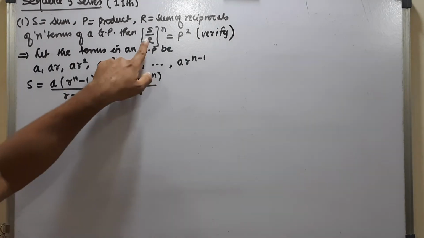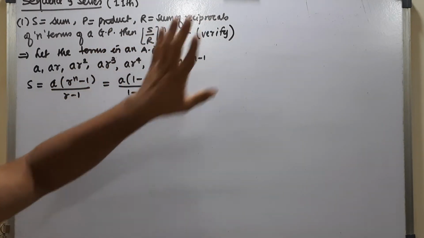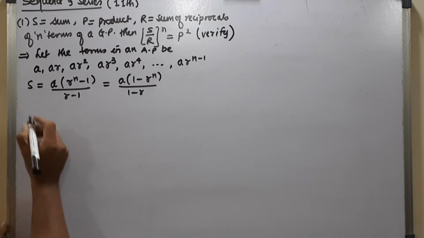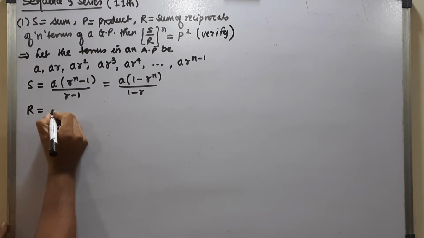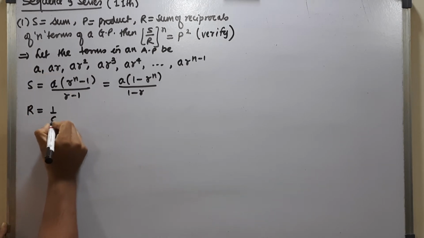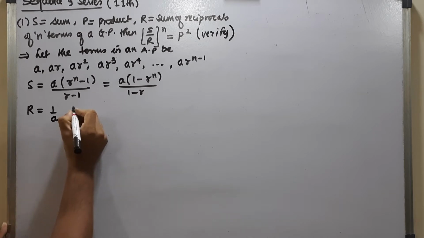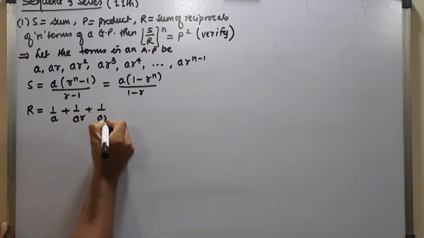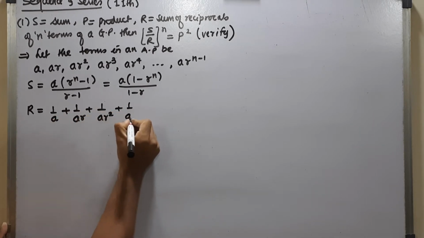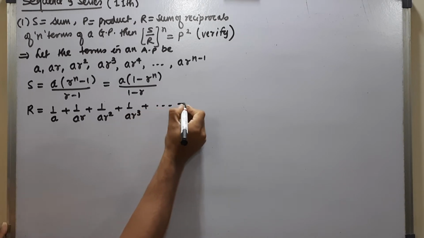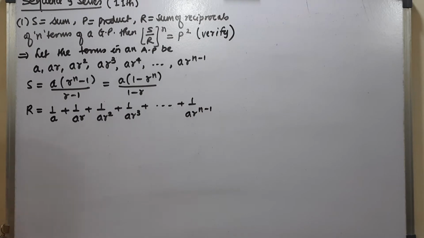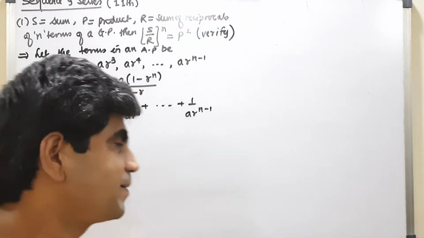Now you see here, R stands for what? Sum of reciprocals. So your R will be nothing but reciprocal of A, which is 1 by A, reciprocal of AR as 1 by AR, and it is sum, that means plus 1 by AR square plus 1 by AR cube and so on, plus 1 by AR raised to n minus 1. Okay, that is your R.